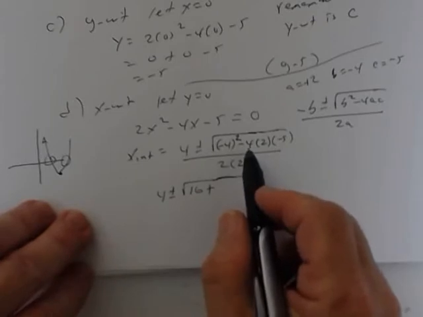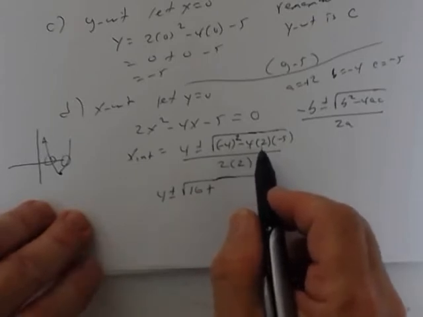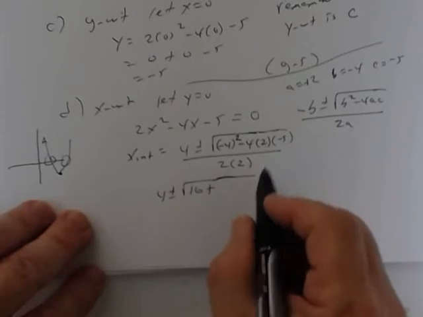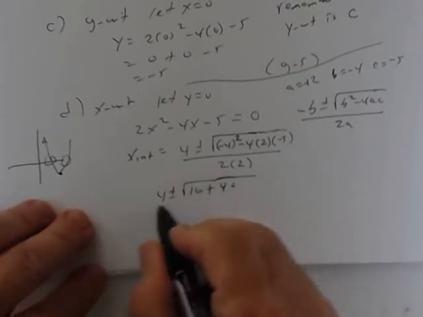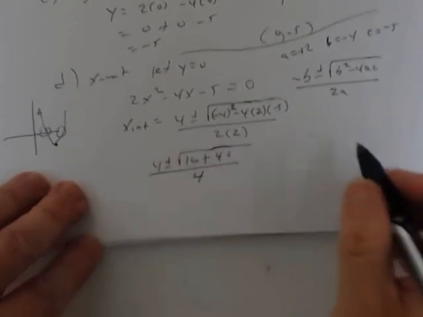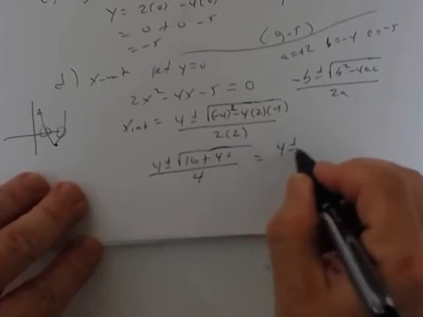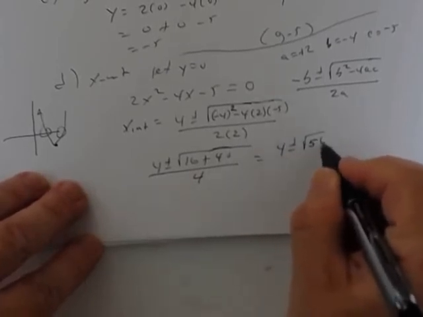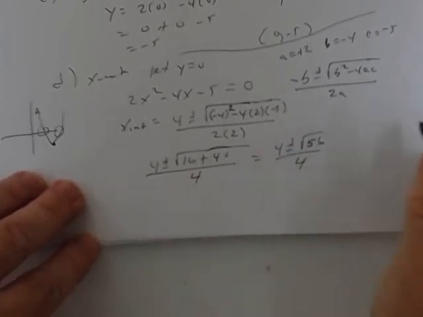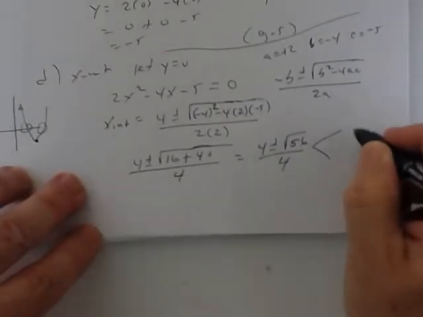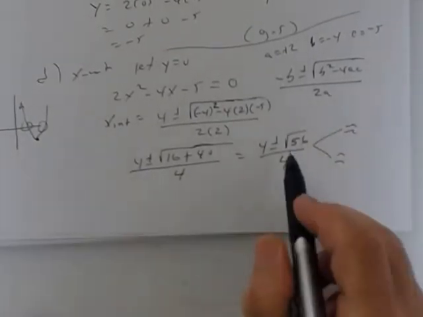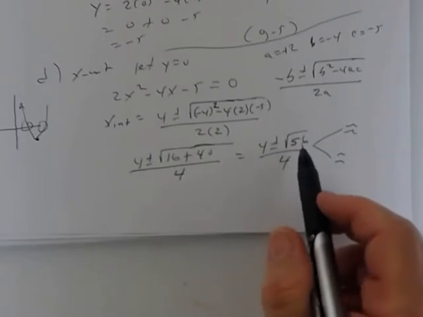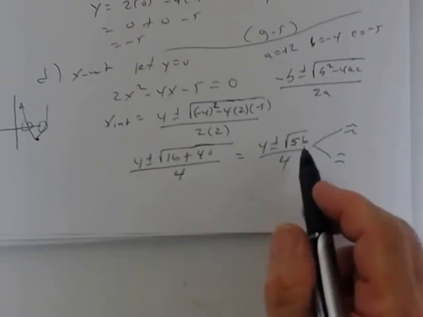Right, so negative 4 times 2 is negative 8, and negative 8 times a negative 5 is a positive 40, all over 4. And so I get 4 plus or minus the square root of 56 over 4, right? Okay, now listen carefully. The square root of 56, you can simplify, but don't do it.